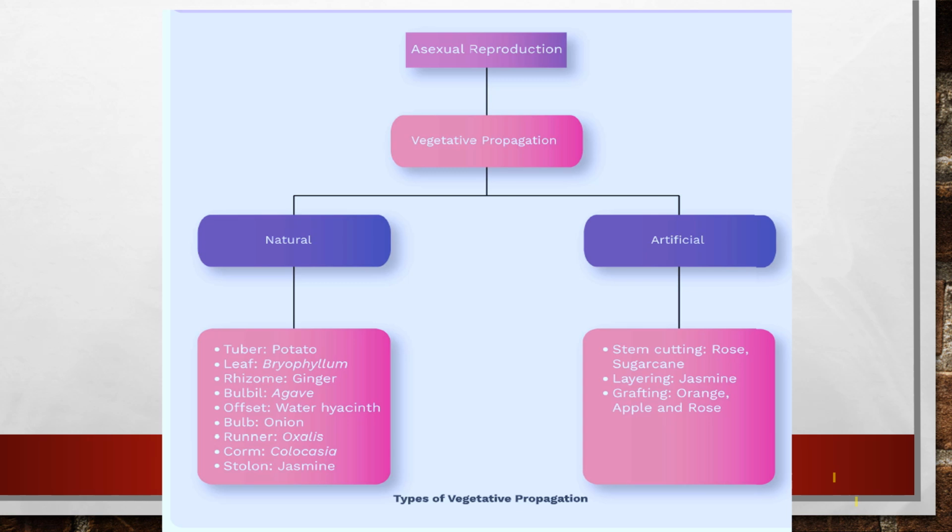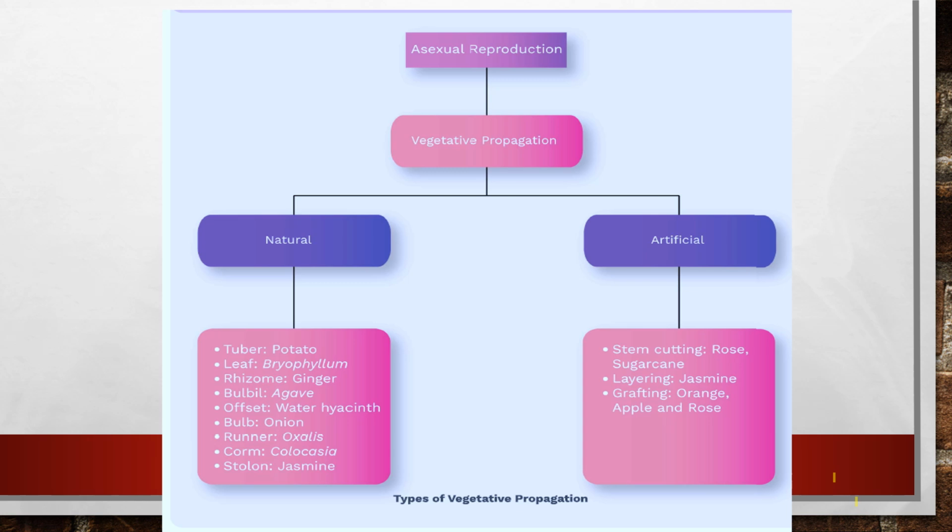Then bryophyllum can be propagated through leaf, ginger through their rhizome, agave through their bulbil, water hyacinth through offset, onion through their bulbs, oxalis through runner, colocasia through corm, jasmine through stolon.